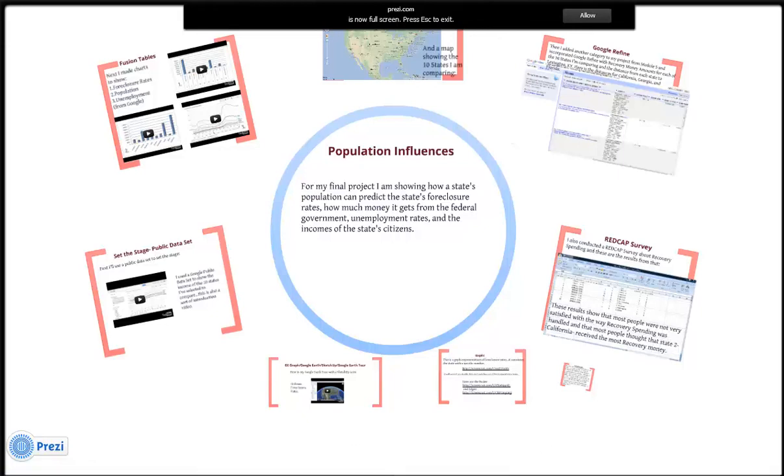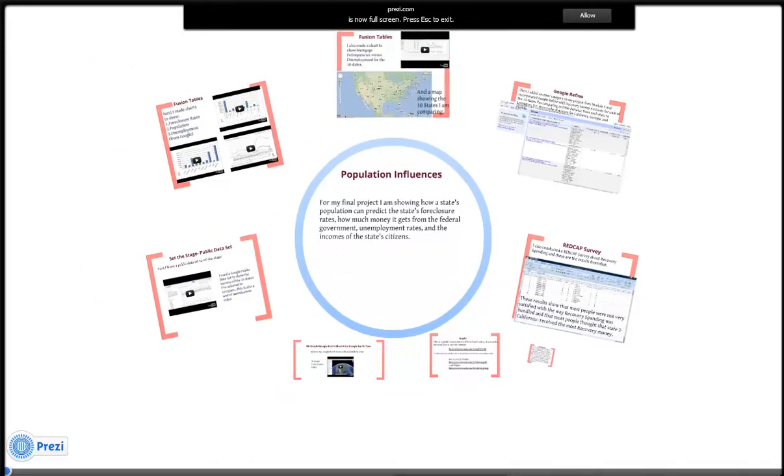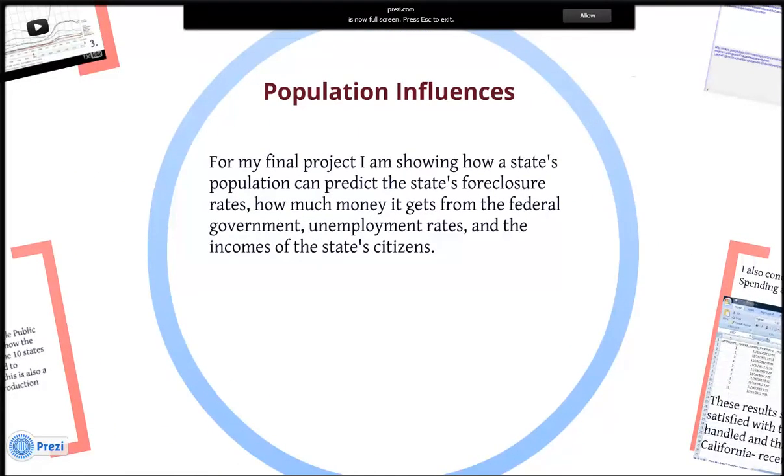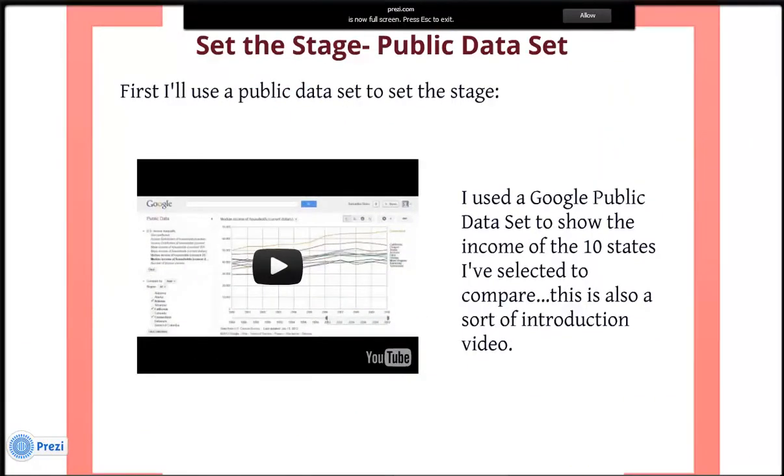Okay, here is my presentation for this module, and it's about how the population amounts can be used to roughly estimate a state's foreclosure rates, how much money it will get from the federal government, its unemployment rate, and the income of its citizens.